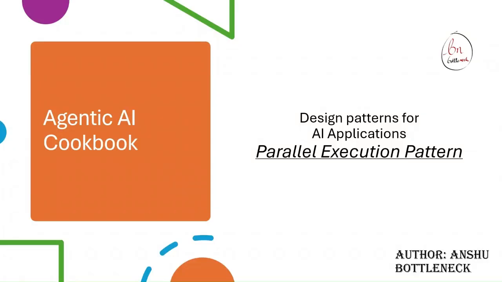This is the Agentic cookbook series where we learn and implement design patterns for AI applications using hands-on examples. In our previous video, we explored prompt chaining for step-by-step sequential workflows and routing for dynamically choosing the right path. While both are powerful, many real-world tasks don't need to run sequentially. Instead, they can be divided into smaller pieces that run at the same time. That's where the parallel execution pattern comes in.